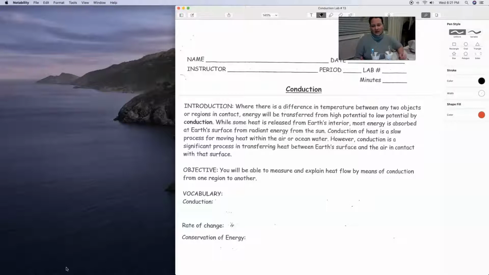Conduction really works best in solid materials, so if you have something that's solid touching something else that's solid, or some type of connection through a solid material, you find that conduction usually takes place the best. Conduction is a totally slow process. It's not like the heat just flies from what's hot into what's not. It really doesn't happen that way. But as we talk about this lab, you're going to see that.